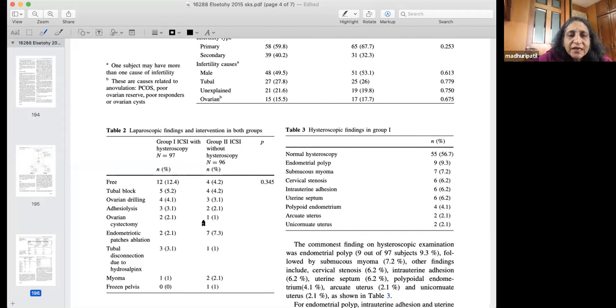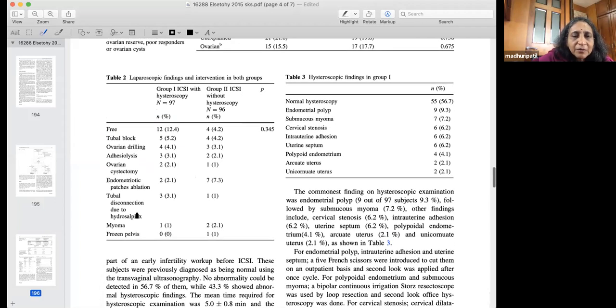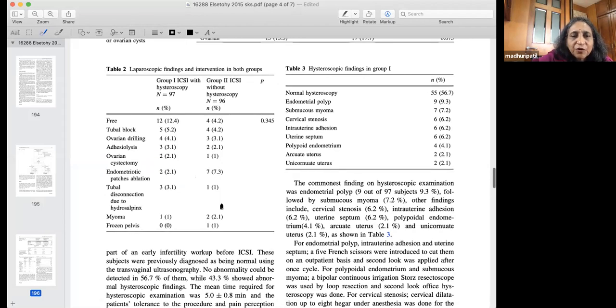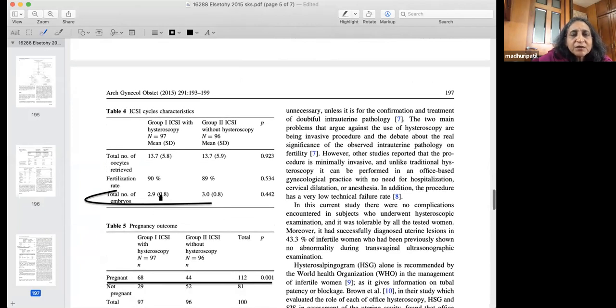They have also done laparoscopy in all the patients, though it might not be required, because disconnection of hydrosalpinx was done only in 3 and 1, that is a total of 4 patients. And that's the only indication where we really have to do a laparoscopy if the patient has to go for IVF. And then the other fallacy in this was that they transferred 3 embryos. So this is a fallacy.